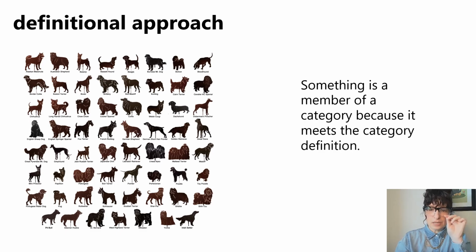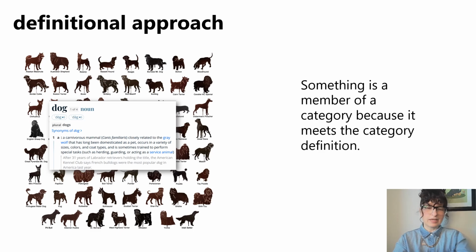Okay, so let's go back and talk about each one of these in detail, starting with the definitional approach. According to the definitional approach, something is a member of a category because it meets the category definition. If we came up with a category definition for dogs, probably it's going to include things like four-legged, furry, barks, has a tail. There might be some other ones there, but I think that those are ones that come up a lot when you ask people about how they might define a dog.